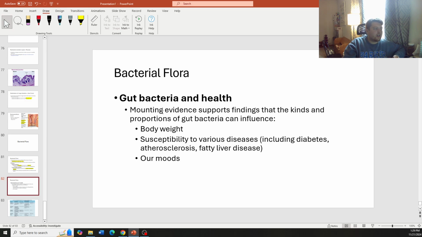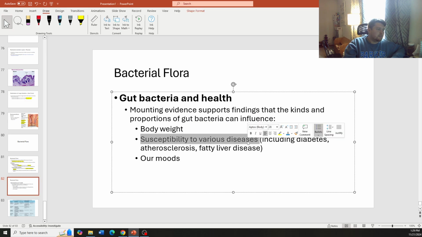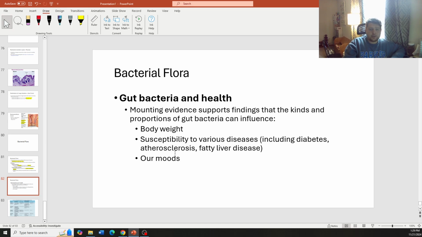Gut bacteria and health. Overall, there's lots of evidence to support that a healthy bacterial flora allows for a healthy body weight, being less susceptible to different diseases, even our mood. Having a good gut bacteria population and having a healthy population of bacteria in our gut is very, very necessary for us.